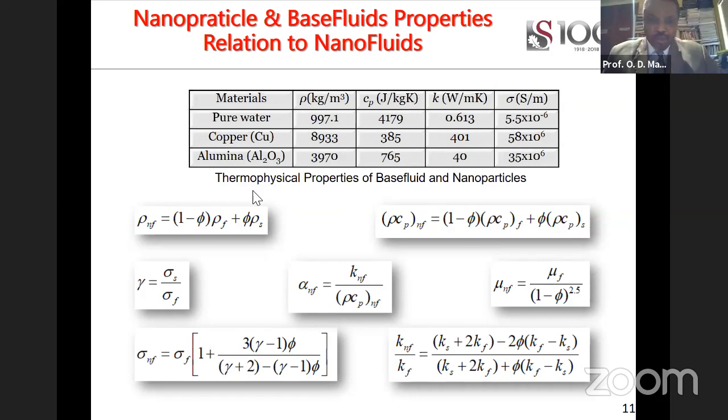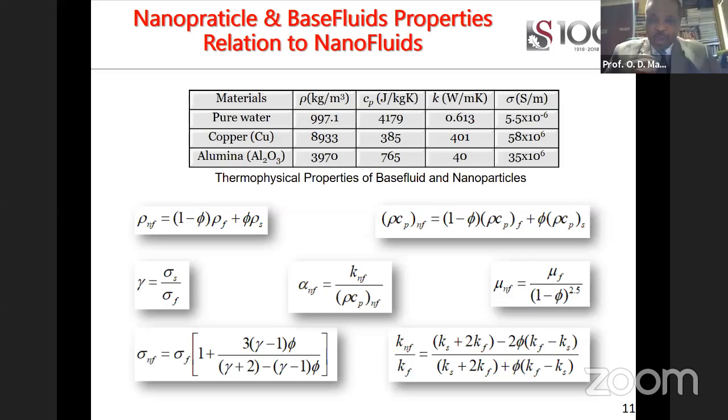So all this will be used. The physical property, the density of nano fluid, you can see, is (1 - φ)ρ_F + φρ_X. ρ_F is the density of the base fluid, and ρ_X is the density of the nanoparticle. Whenever you see subscript X, that talks about the nanoparticle. Subscript F, that talks about the base fluid. And φ, which you have here, is the volume fraction, the amount, the quantity of the nanoparticle you use.